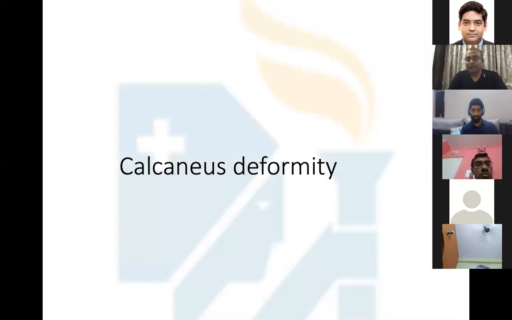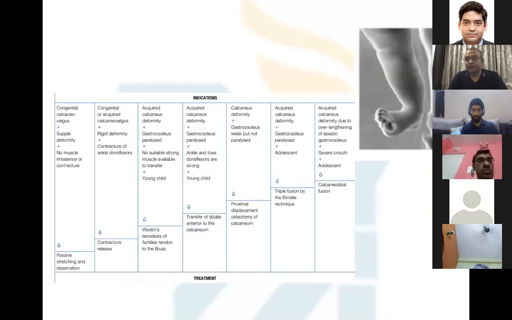Now let's go to the calcaneal deformity. Calcaneal deformity is one of the most forgiving ones. They are usually not very tight deformities. There is the calcaneovalgus foot, and usually these are supple deformities. There is not much muscle imbalance, so usually they are passively stretchable and correctable. When there is some amount of rigidity, contracture releases are at times required.